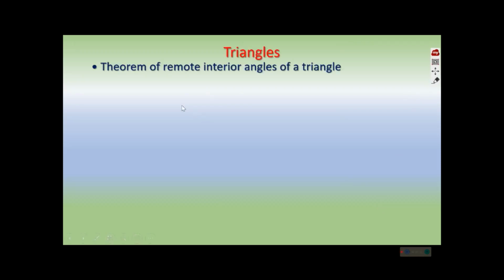Dear students, today's topic is about triangle. You know about triangle and a number of its properties, but a little more about its properties you will be learning in this chapter. And some theorems related to those properties also will be learned in this chapter. So let me begin with the first point over here, theorem of remote interior angles of a triangle.